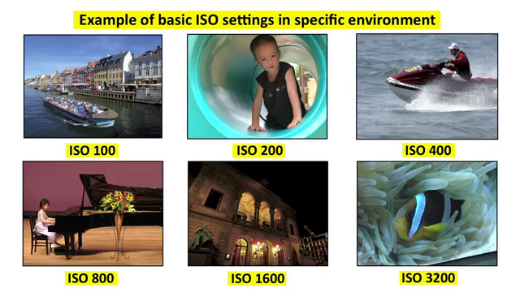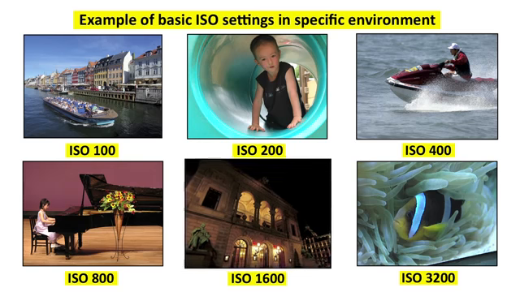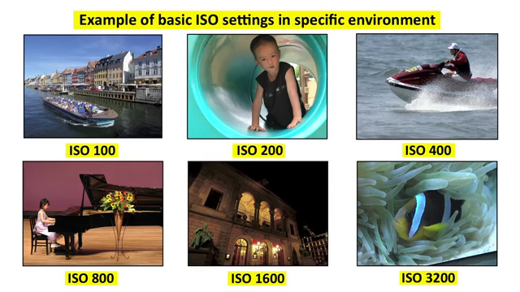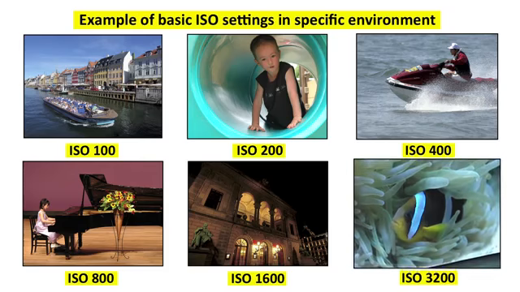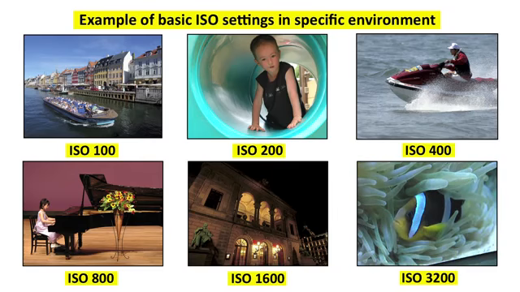If you are shooting some stage activity or some kind of stage show, ISO 800 is sufficient to give you great output. Similarly, if you are shooting in a very low lighting situation, especially at night, ISO 1600 can give you very good output. Now, if you are shooting in a very low lighting situation wherein there is no light, then ISO 3200 or more can give you better output.